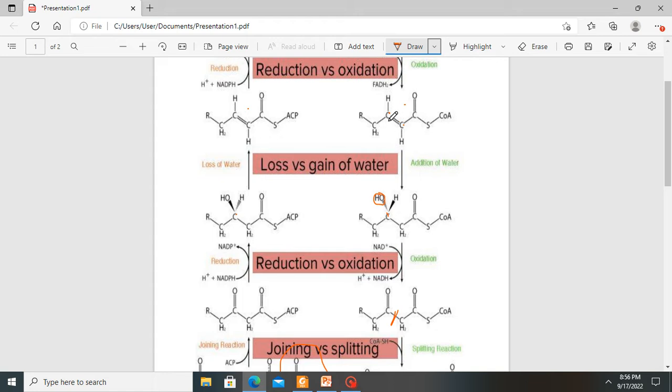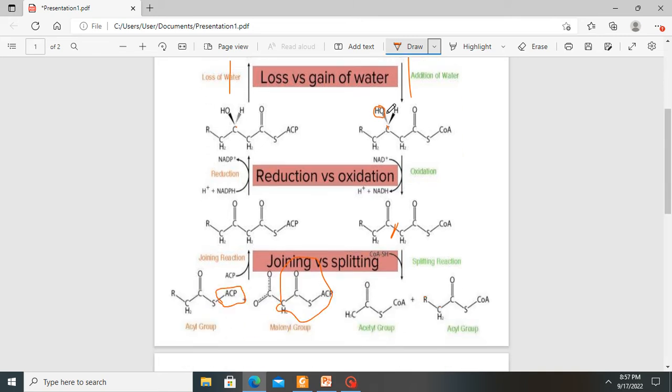The next step here, from the alkene to the alcohol, is just addition of water, whereas this step in fatty acid synthesis is just loss of water. So here we add water, whereas here we lose water in fatty acid synthesis. That is how we can compare the two.